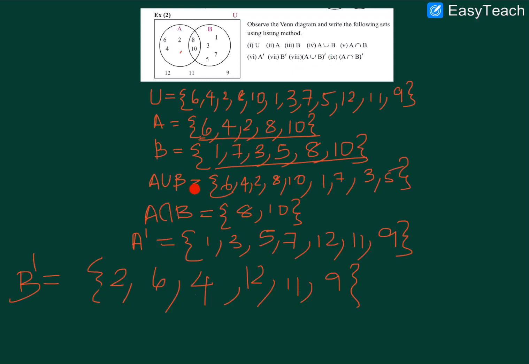Next is A union B whole complement. A union B we have already found, that is all the elements inside A and B. We have to find the complement of A union B, that is (A∪B) complement. This will be the set of all the elements outside A and B. So that will be the set of 12, 11 and 9.